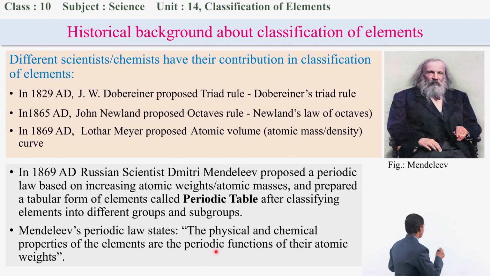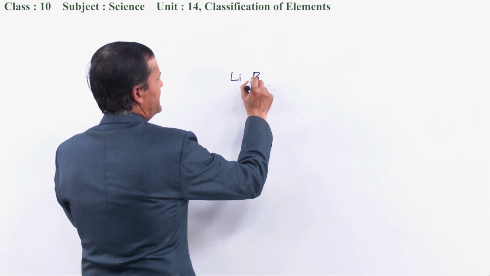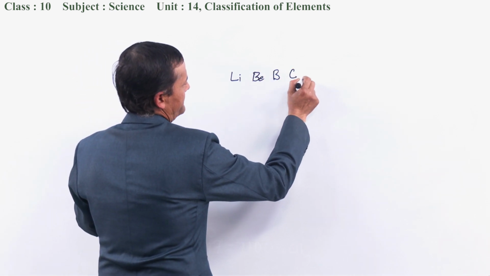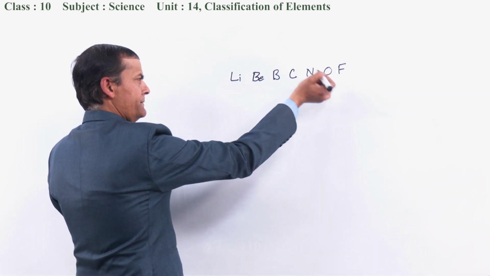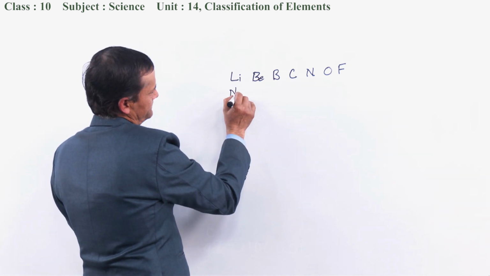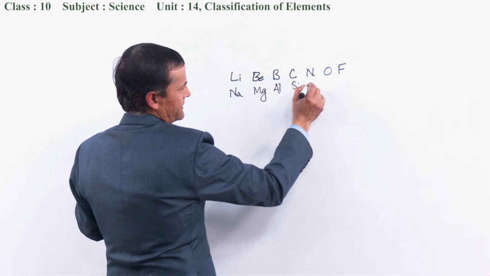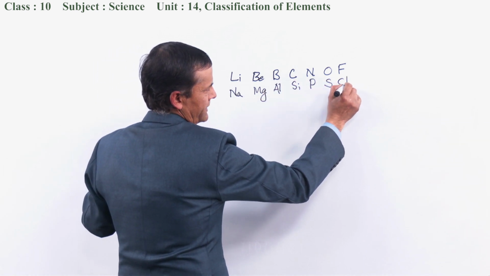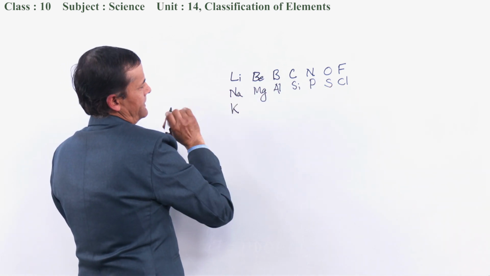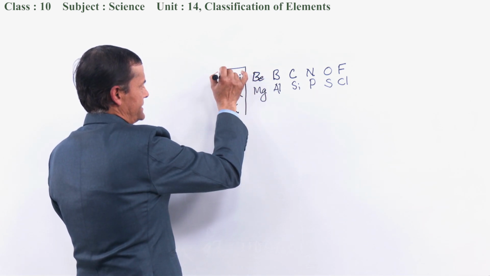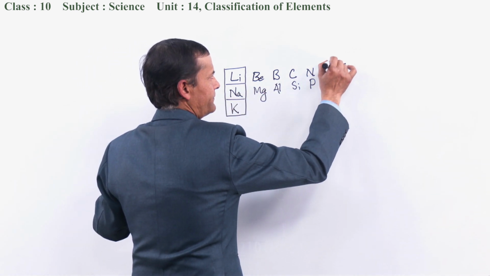Let us see one example. Lithium, beryllium, boron, carbon, nitrogen, oxygen, fluorine. After fluorine, in Mendeleev's table, it repeats: sodium, magnesium, aluminum, silicon, phosphorus, sulfur, chlorine. After chlorine, there is repetition with the element potassium. Why repetition? Look at it. Lithium, sodium, potassium fall in the same group. Similarly, fluorine, chlorine fall in the same group.